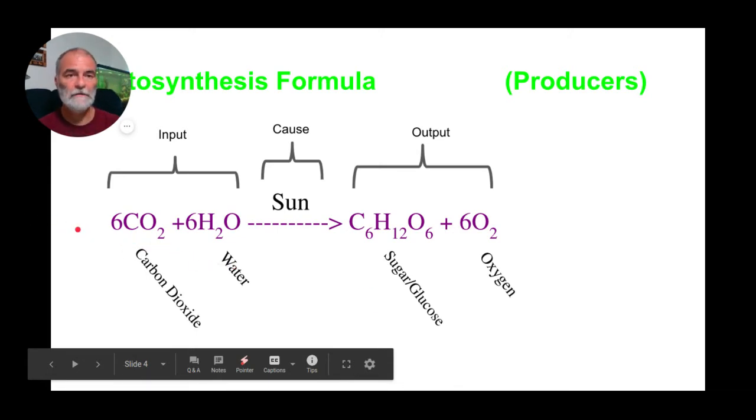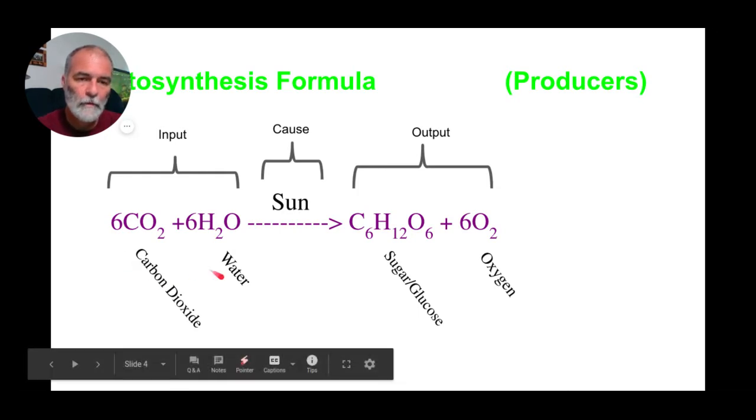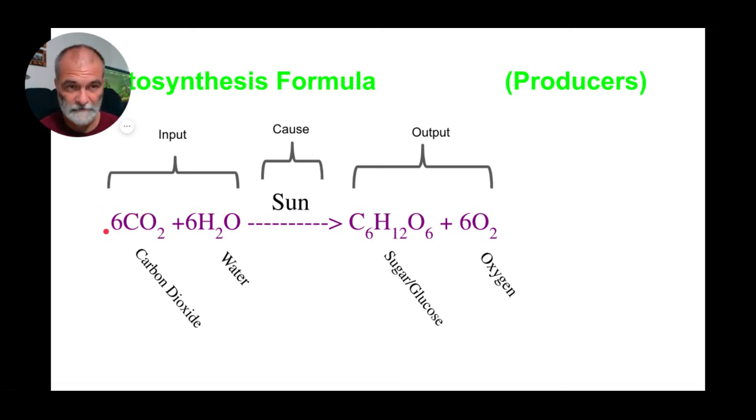You do not need to know 6CO2 plus 6H2O with an arrow makes C6H12O6 plus 6O2. You need to know that carbon dioxide plus water with the sun's influence makes sugar, glucose, and oxygen. So this means 6 molecules of carbon dioxide and 6 molecules of water. So in order for a producer to carry out photosynthesis, they need to have carbon dioxide and water.